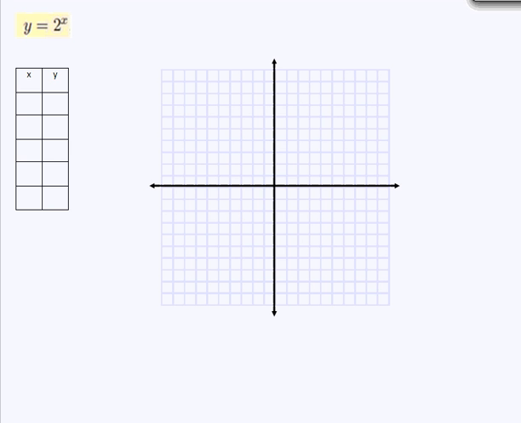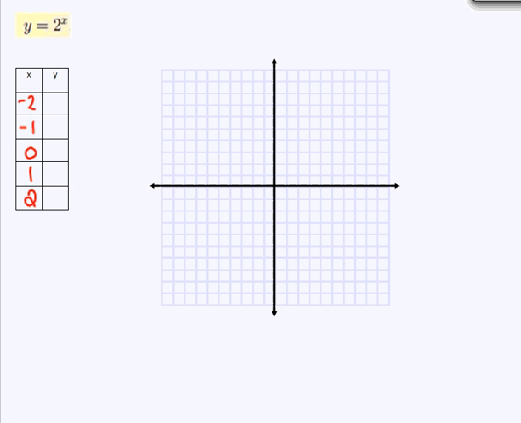Alright, today we're looking at exponential graphs, so graphs of exponential equations. We're going to start out with y equals 2 to the x. And remember, you can graph any equation at all as long as you're able to plug in values of x to get values of y. So we can start with, for example, -2, -1, 0, 1, and 2. Just plug in those x values, get our y values, and then plot those points.